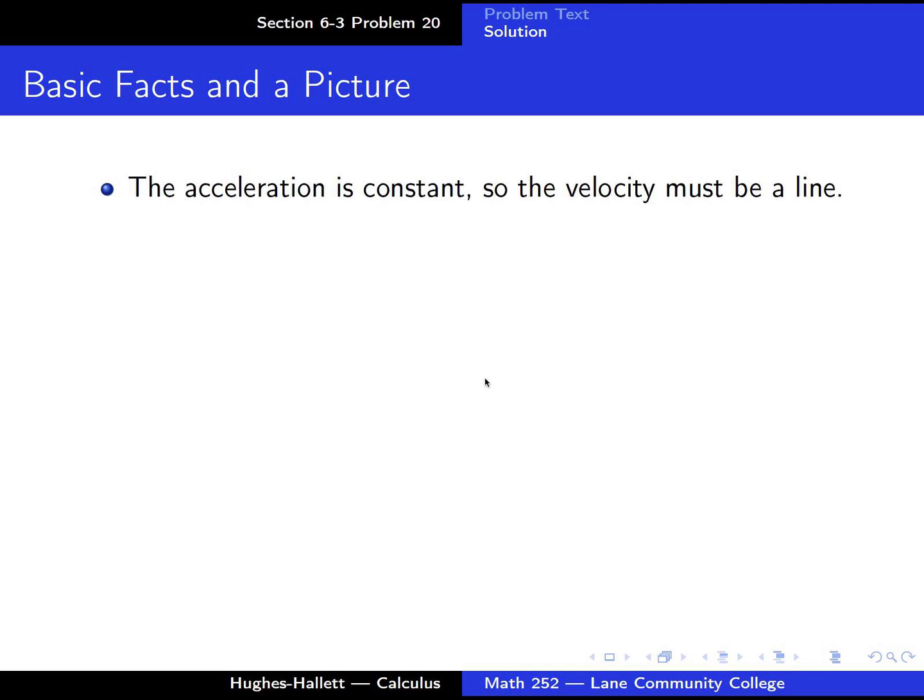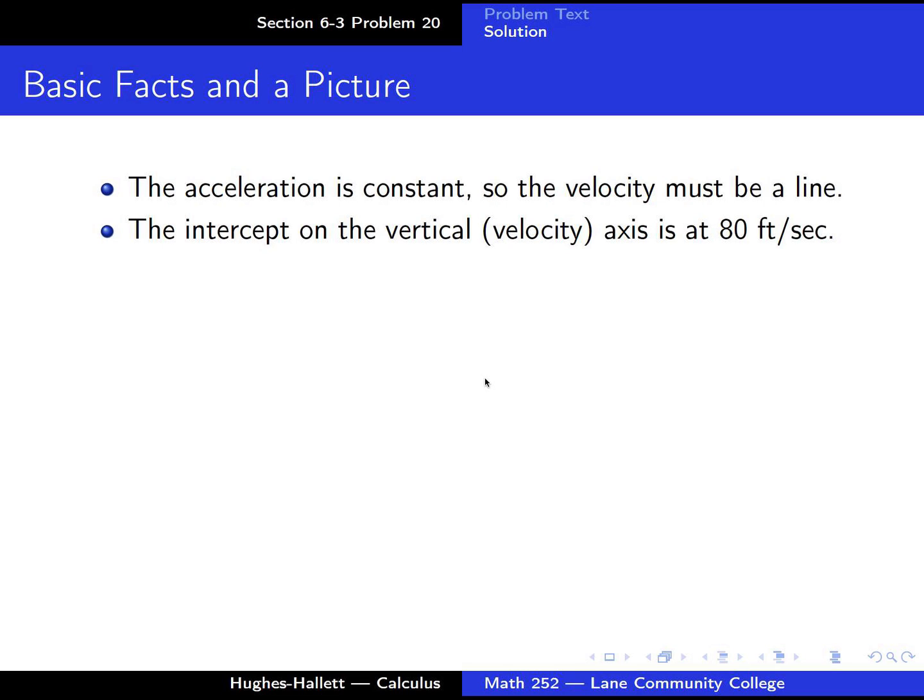We've been told that the acceleration, or if you like the deceleration, same thing, is a constant number. So that says the velocity function must be a straight line. If the derivative of a function is a constant, then the function itself must be a line, and the derivative of the velocity function is the acceleration. So velocity is a line.